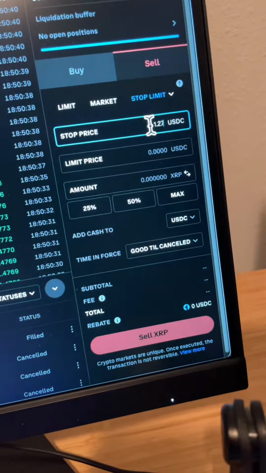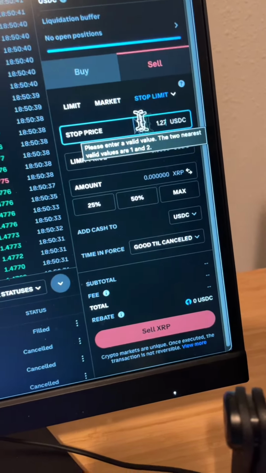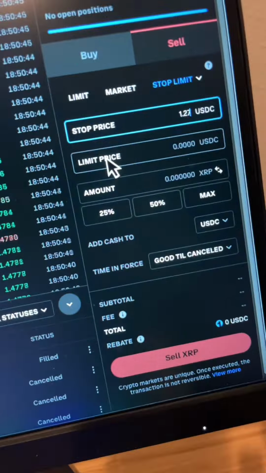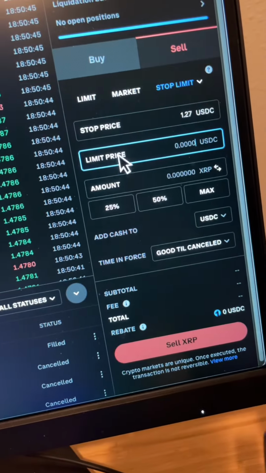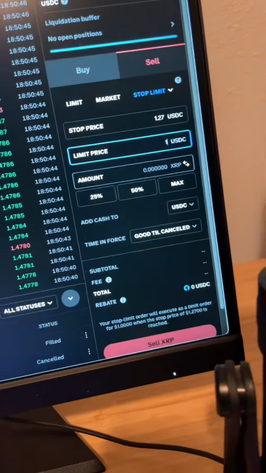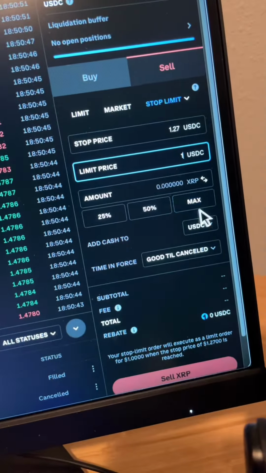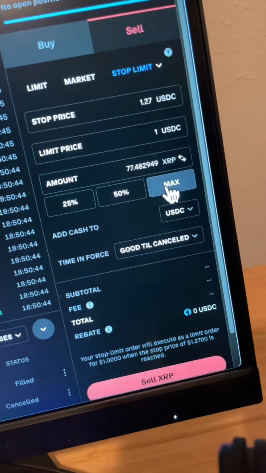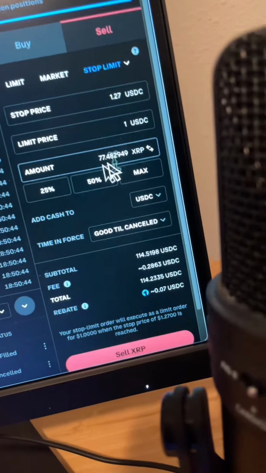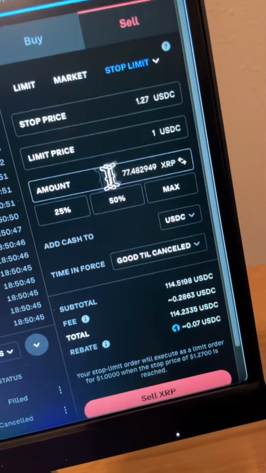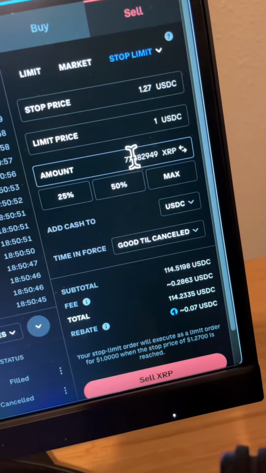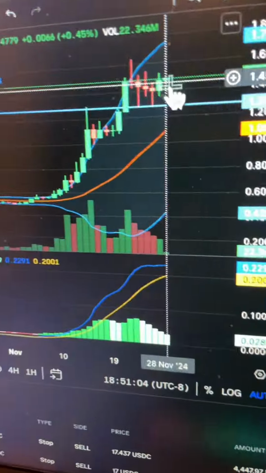That's telling Coinbase, hey, if it hits this price, I want you to create what is called a limit order. Okay, so a limit order is your limit price. So for this, I would just do $1. And what it's going to do is, and I'll hit max if I want to sell my whole entire position. I don't have very much XRP right now. I sold it all. But it would sell all of my XRP for me automatically when that level breaks, right?